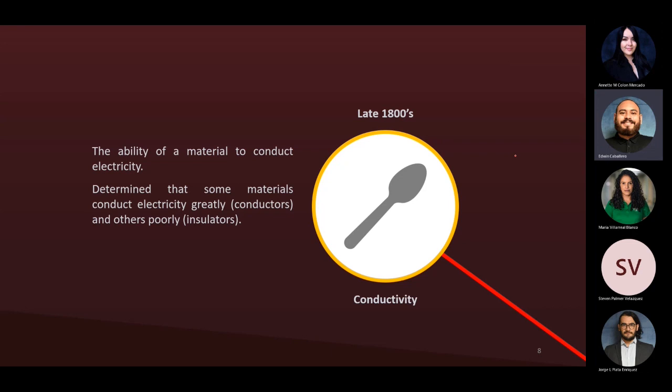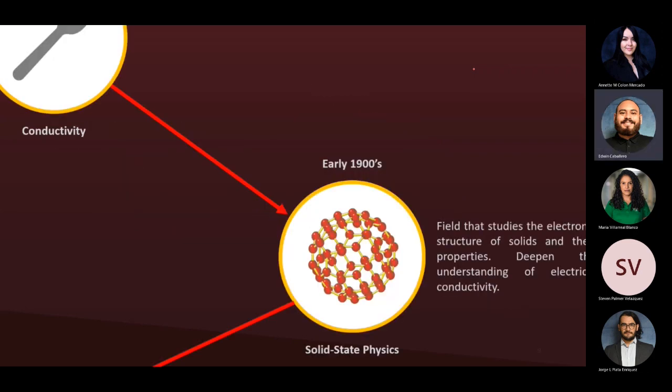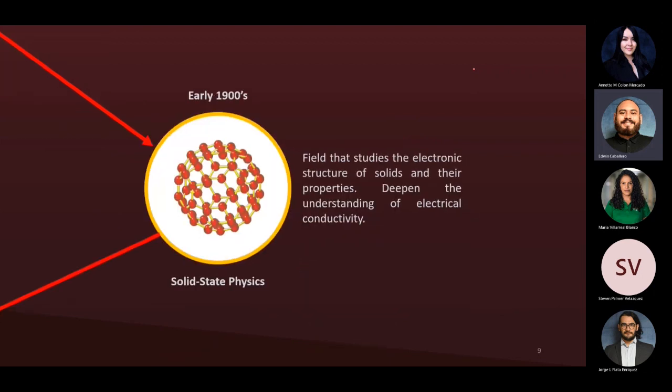Something that has high conductivity is known as a conductor. Something that has very, very low conductivity is known as an insulator. Basically, those are the two things that were discovered back then in the late 1800s. After that, in the early 1900s, you had the concept of solid-state physics starting to bloom.